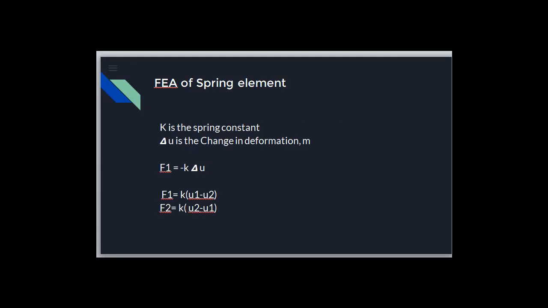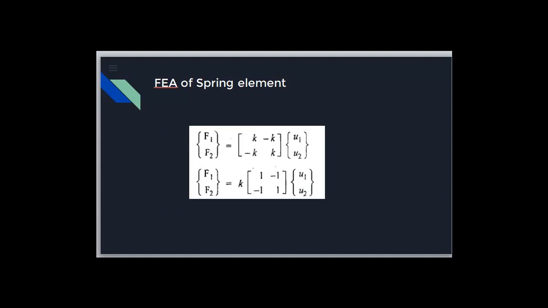By using the spring constant as well as the change in the deformation in the spring when the load is applied, F1 is equal to minus K into delta U, and F2 is equal to K into delta U. By using the values of the displacements U1 and U2, F1 can be written as K into (U1 minus U2), and F2 can be written as K into (U2 minus U1). And this can be written in matrix form as F1 and F2 is equal to K [1 -1; -1 1] into U1 and U2.